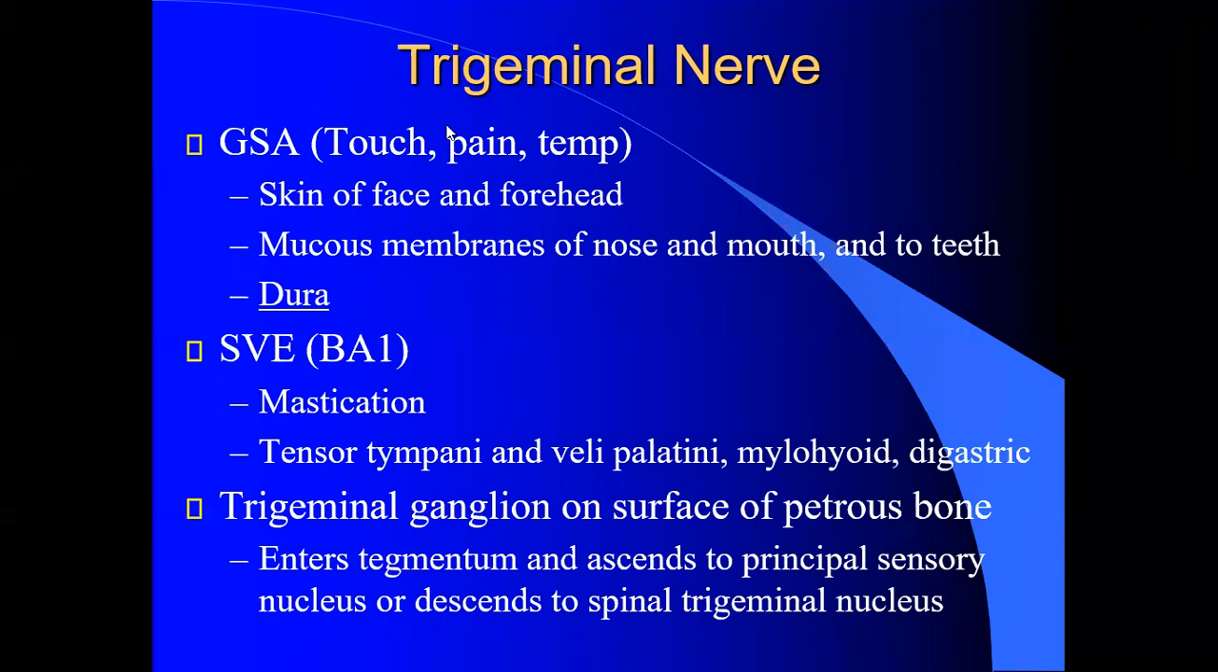And 5 has the general somatic afferents from the face for touch, pain, temperature, from the face and forehead, from the mucous membranes of the nose and mouth all the way to the teeth, and also from the dura. So 5 is bringing in a lot of sensory information for the head. Basically, almost everything in the head is coming in through the trigeminal nerve.